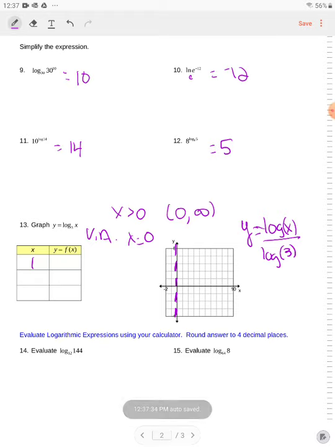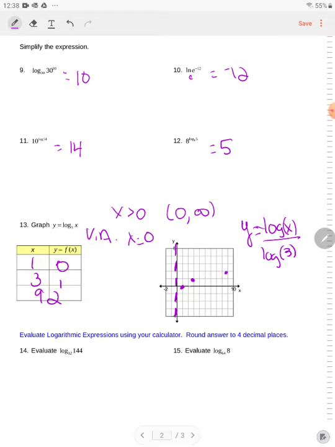Now, why did I know that I should have gotten that 0? Because remember, you have a base match. Log 1 is 0. 3 is 1. And then I'm scrolling through. 9 is 2. So you have the points (1, 0), (3, 1), and (9, 2).